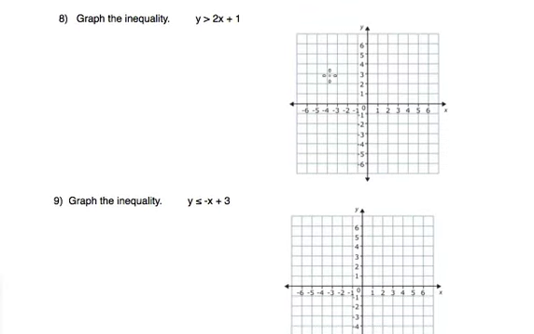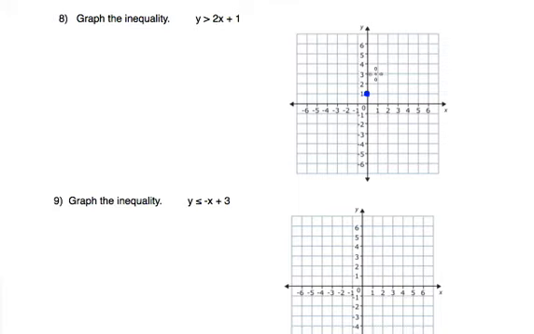Number 8, graph the inequality. Don't we love inequalities? Well, this one's simple. It's already in slope-intercept form. What is our y-intercept? Well, when x is 0, y is 1. And we have our slope, so we can find the next point. The next point is 2 up and 1 over.